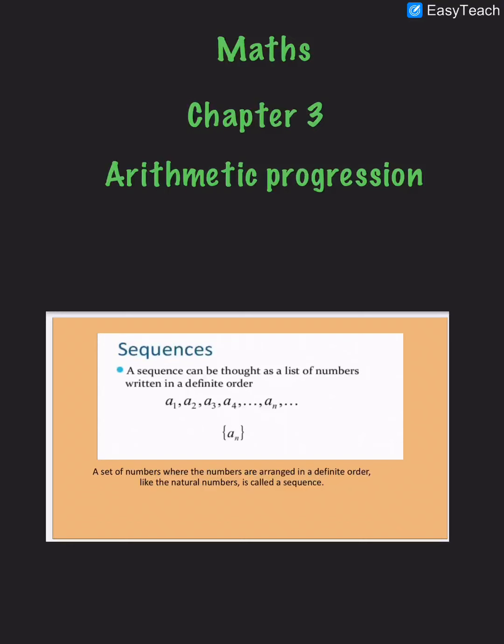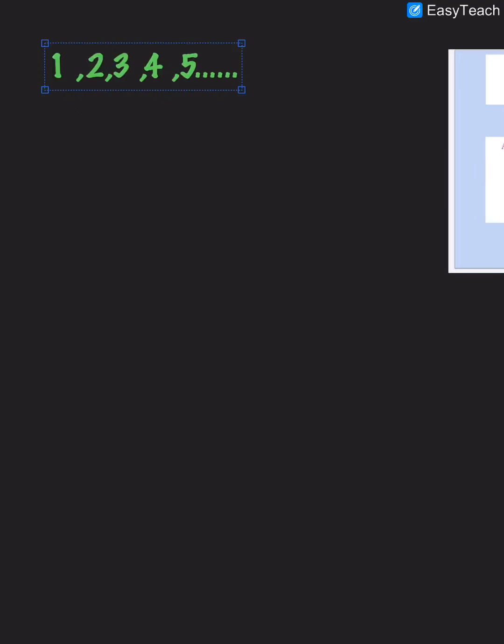A set of numbers where the numbers are arranged in a definite order. It means all the numbers in the set must have a definite order. They cannot be placed anywhere else. They should follow a definite order. Like we can take the example of natural numbers, which is called a sequence. This is a list of natural numbers starting from 1, 2, 3, 4, 5. The list goes on. The dots mean the list goes on forever. These dots are called ellipses.